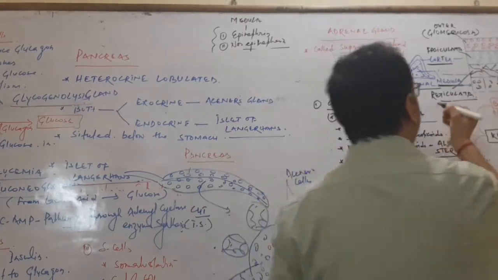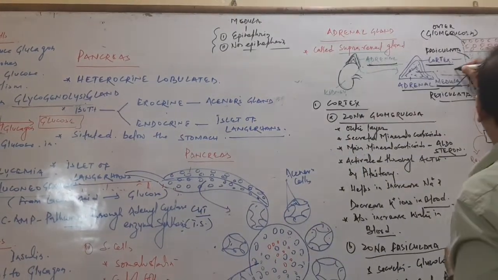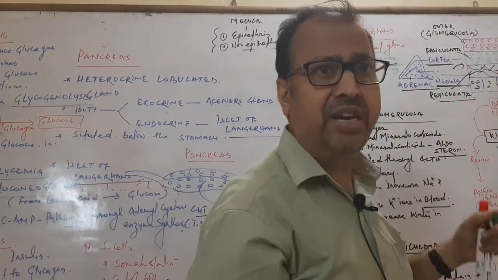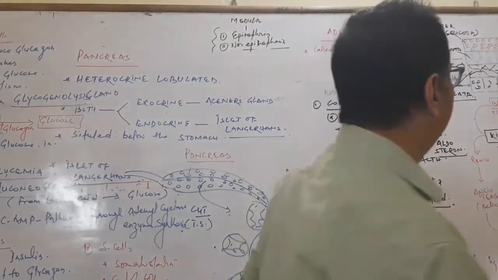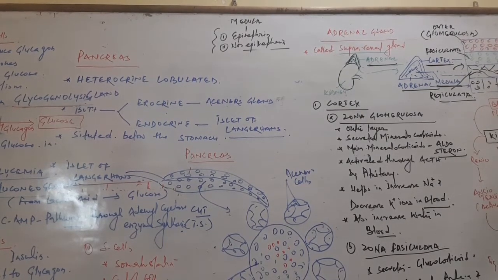The cortex secretes hormones. Here we cut the cortex. The cortex is differentiated into three layers. The first, outer layer is called zona glomerulata, the second is zona fasciculata, the third is zona reticulata, and here is the medulla part. Let's see the outer zona glomerulata first.